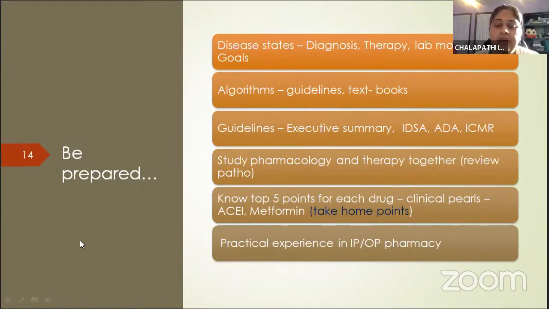So like 4 or 5 points on each drug, if you kind of practice, make a note, it becomes very easier. As soon as you look at a drug, you should know what is the indication, why it is used for. So that really helps you.